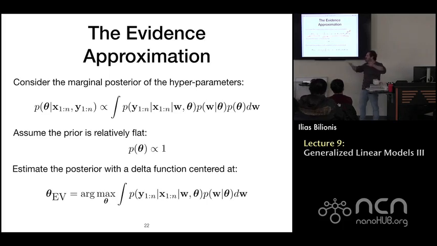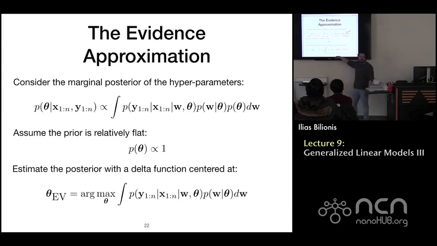So you better pick very, very flat priors. So what is the flattest prior you can pick? 1. Okay? So you pick a prior that is 1, then this disappears from here. And then you get that the posterior of theta is proportional to this quantity right here, which is known as the marginal likelihood. And then you take a maximum a posteriori estimate of theta.